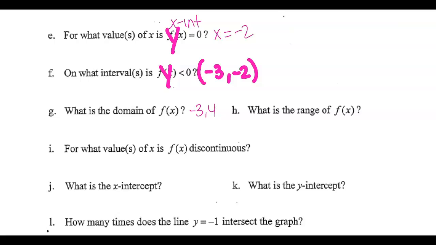Look back up at the graph. Was -3 an open or closed circle? Open. And what about +4? Bracket.